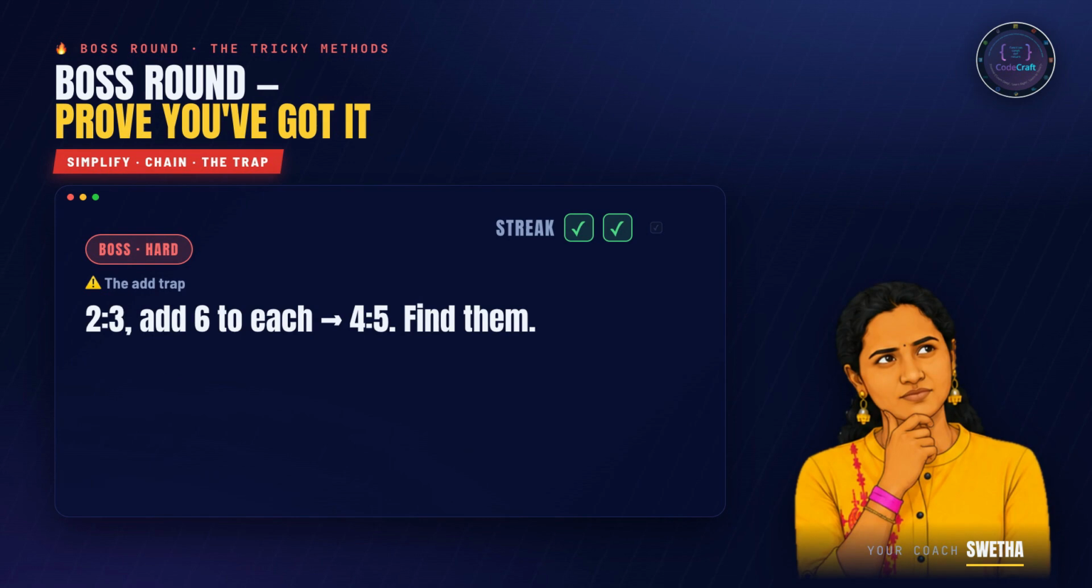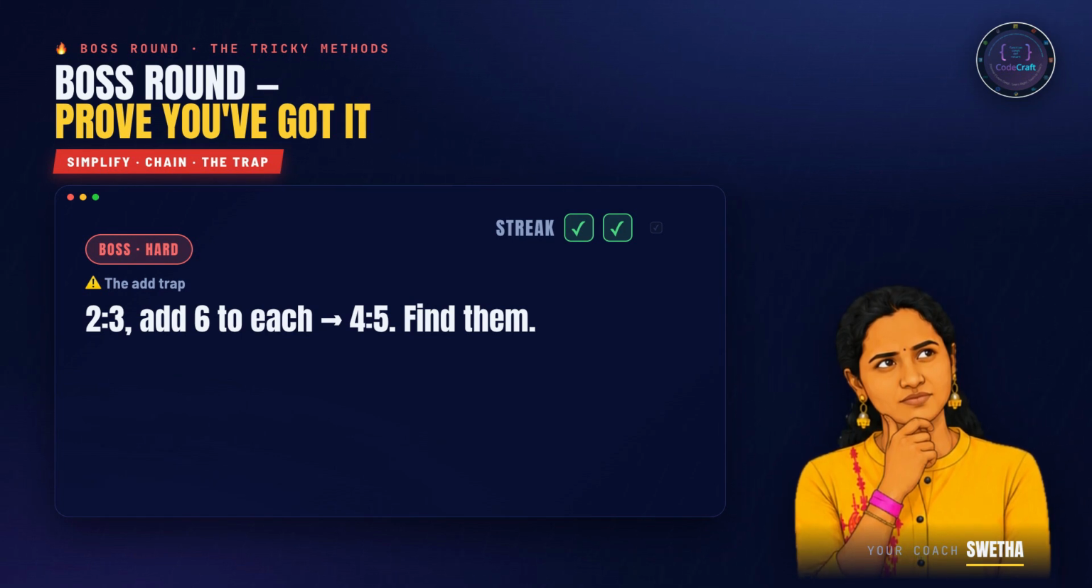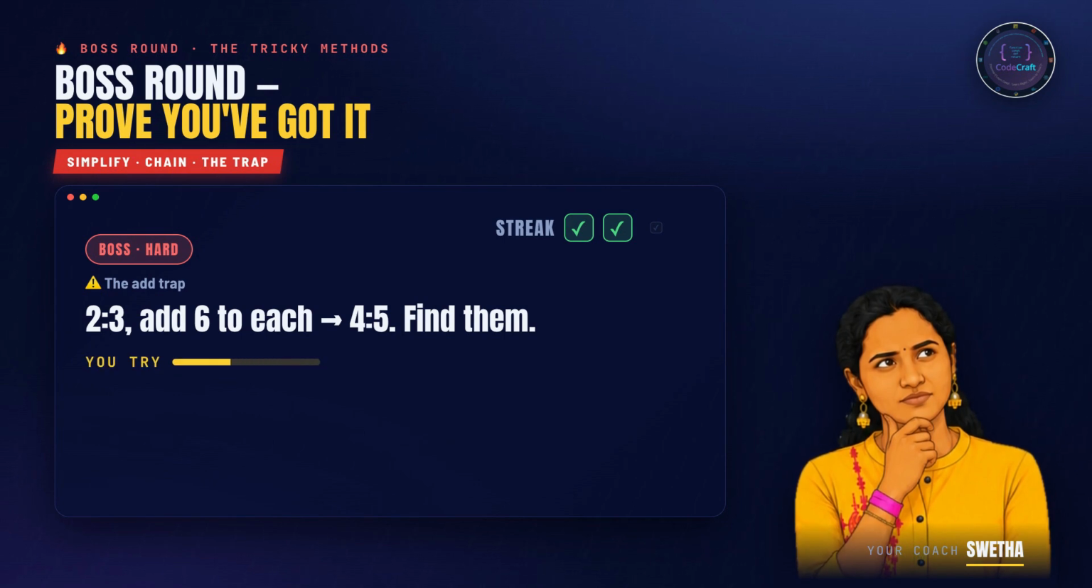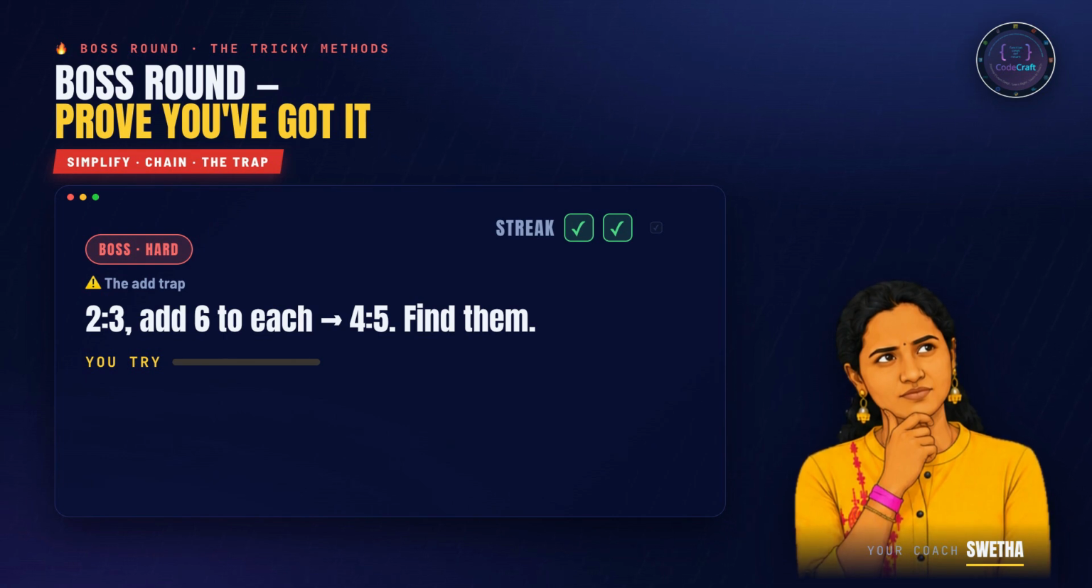And now the real boss. The ratio of two numbers is 2 to 3. Add that 6 to each, and it becomes 4 to 5. Find the numbers. Pause. This is a proper exam question. Remember, adding shifts a ratio in one fixed way, so only one pair fits.